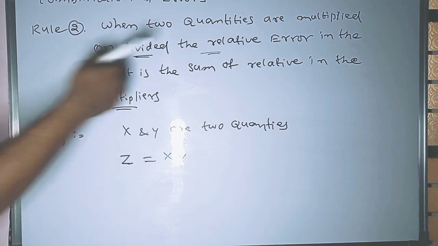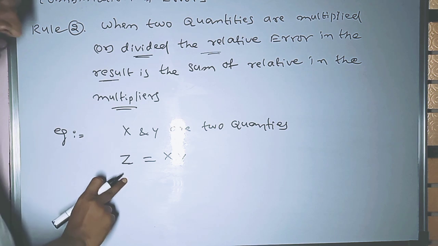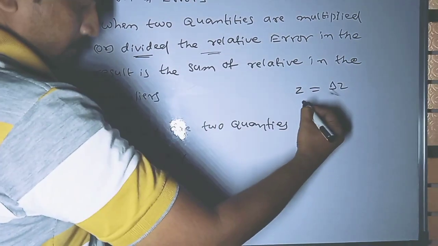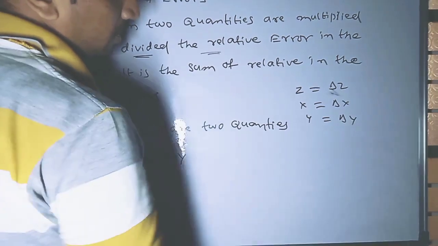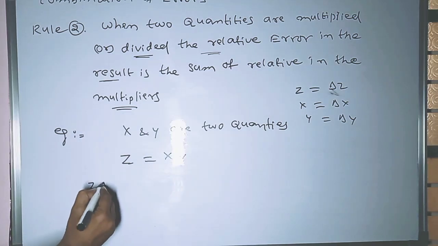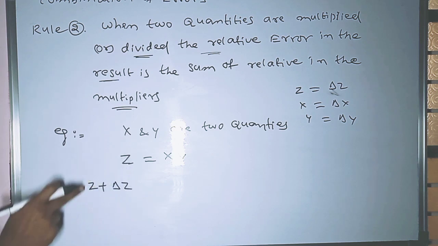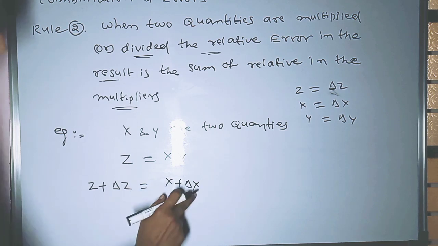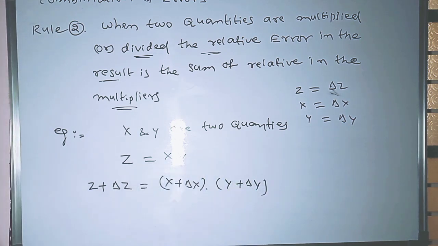So according to the rule, when two quantities are multiplied, Z is the resultant quantity and delta Z is its absolute error. X is one quantity with error delta x, and y is another quantity with error delta y. So Z plus delta Z is equal to x plus delta x, where x is the quantity and delta x is the absolute error, into y plus delta y, where y is the quantity and delta y is the absolute error.